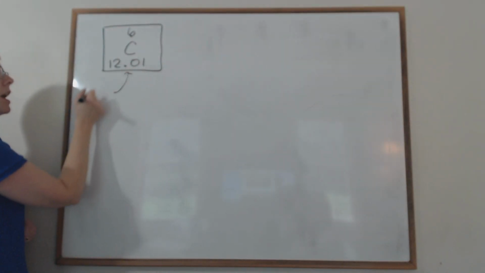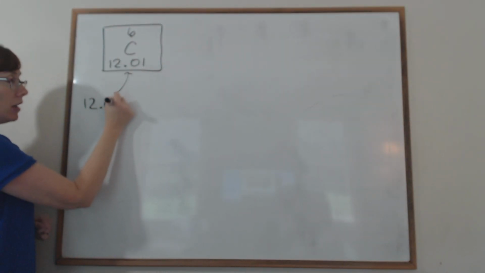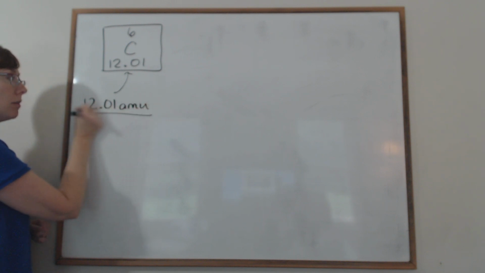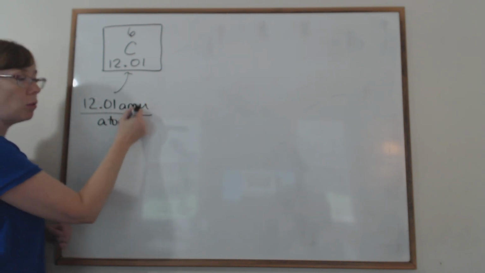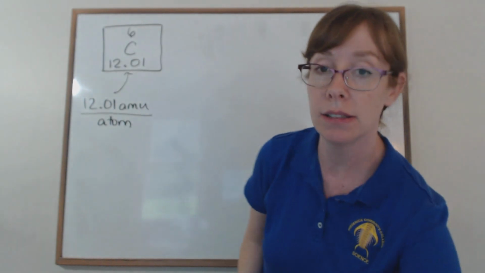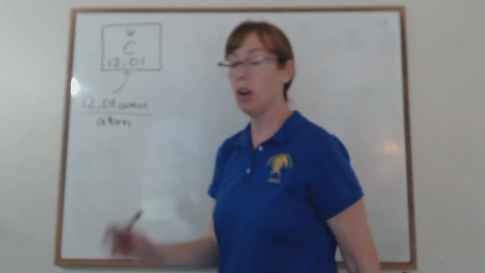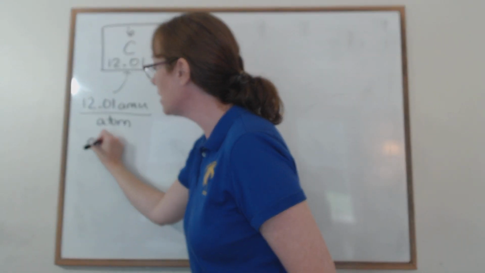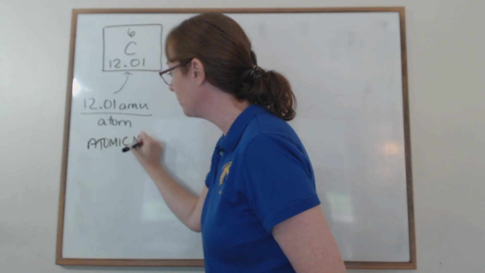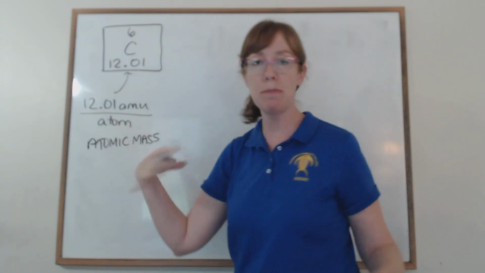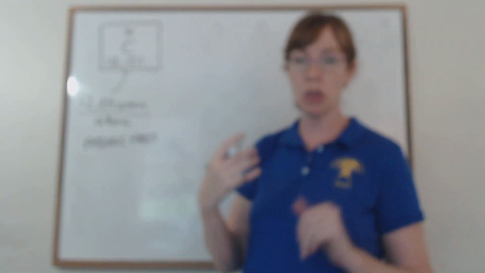We have so far only talked about atomic mass. This does tell you that the average mass of an atom is 12.01 AMUs. It does. That's the average mass of a carbon atom. That's what we call the atomic mass, the mass of an atom. It's the average mass of a carbon atom based on the isotopes.